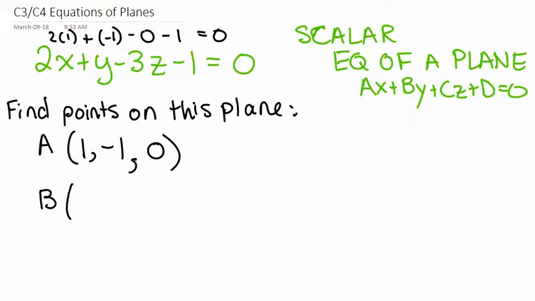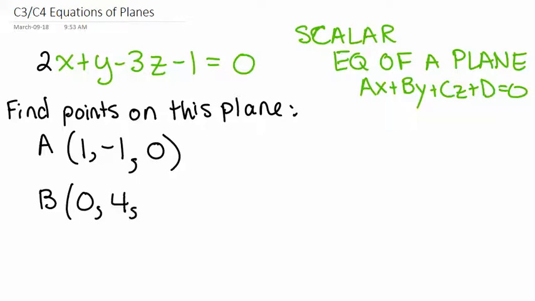You can make up any points you want on the plane, so I'm just going to make up 2 more. For B, I'm going to pick (0, 4, 1). Yeah, I think that works. And C is (2, 0, 1). You can make up any points on the plane, and that's how you do it. You just randomly pick values and make the equation's left side equal the right side. You have to know how to find points on the plane.